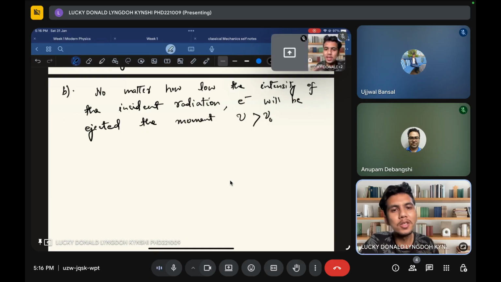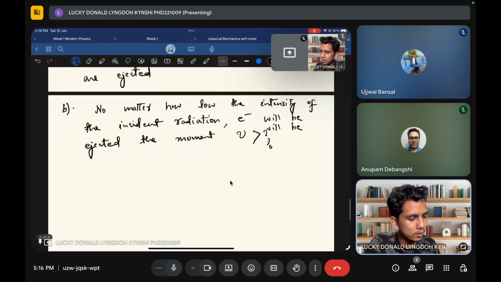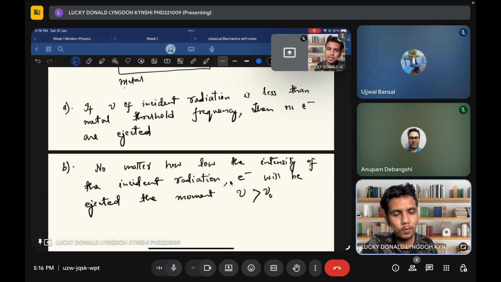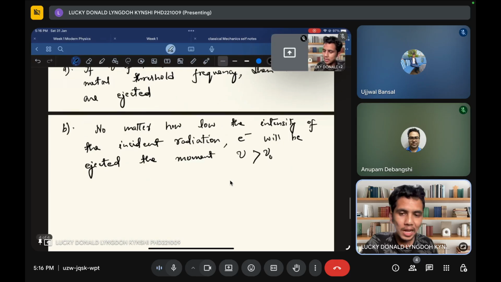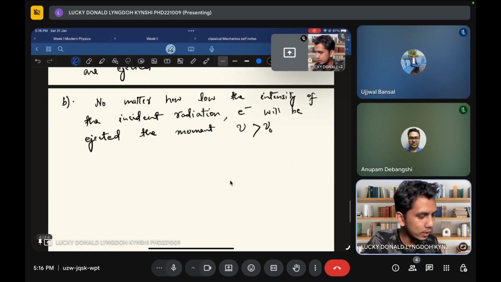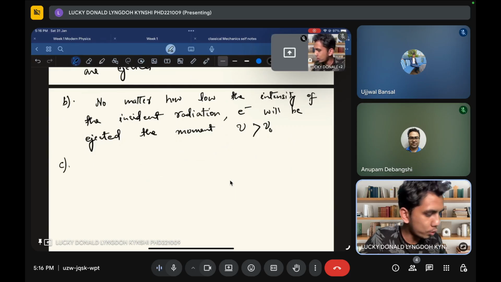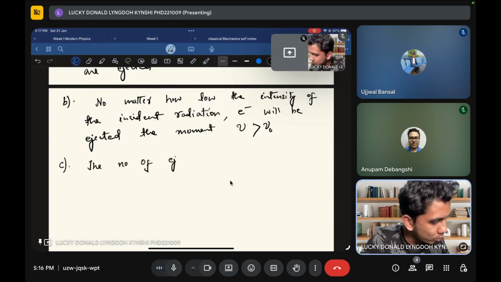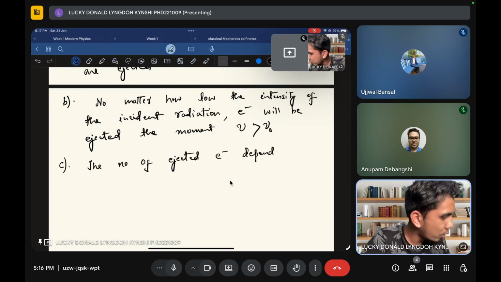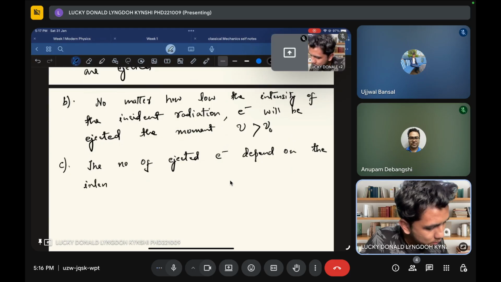That means it does not depend on the intensity of the incident light, only on the frequency. Point A: if the frequency is less than the threshold frequency, no electrons will be ejected. Second: as soon as the frequency is greater than the threshold frequency, electrons will be ejected no matter what the intensity is. The third one, which is also important: the number of ejected electrons depends on the intensity, but not on the frequency.